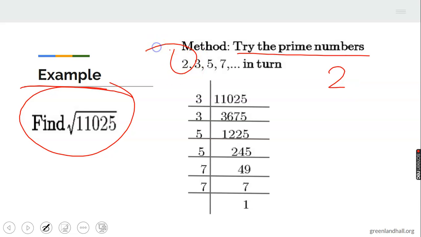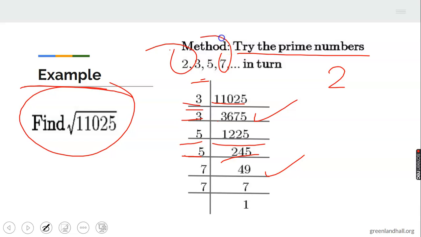When you start with 2, when you see that 2 cannot divide the number, you move to the next number, which is 3. And 3 in 11,025, you have 3,675. What can go again? 3 can also go again. 3 in 3,675, you have 1,225. 5 can also go, so you go to 5. 5 in 1,225, you have 245. 5 can also go again. 5 in 245, you have 49. Obviously, 5 cannot go again.